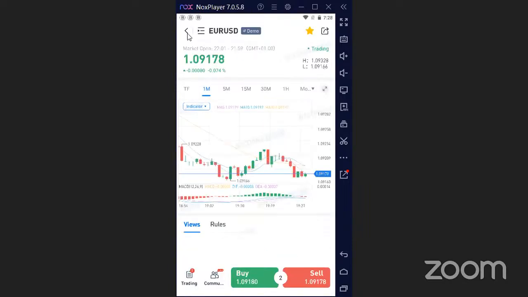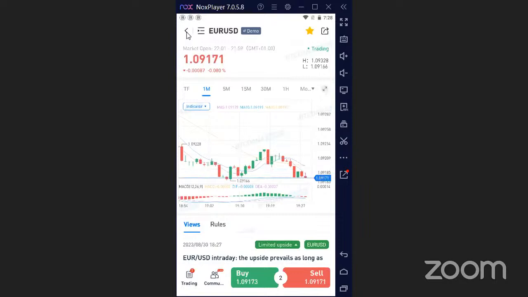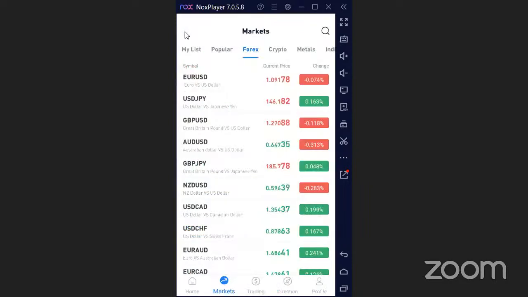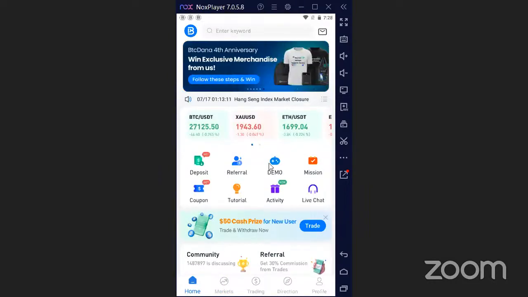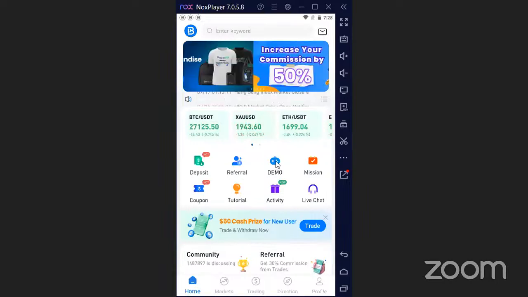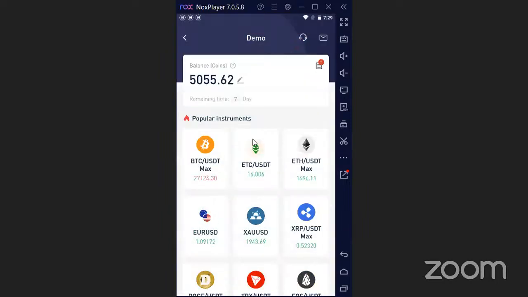So you see, this is what I clicked, the button that looks like less than. I clicked it and it took me back. Then you come to your home right here. You go to your home and click on demo. When you click on demo, if your demo is not activated, it's going to tell you to activate your demo. When it says activate demo, click on activate demo.